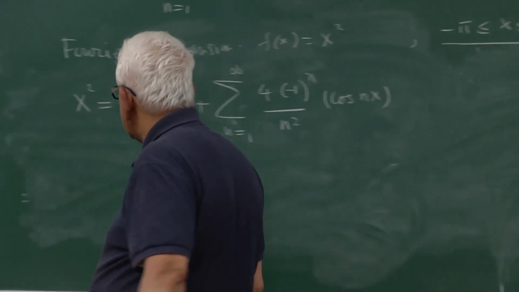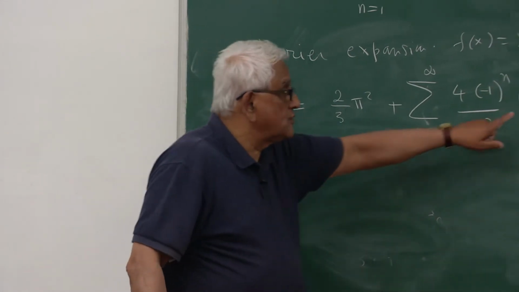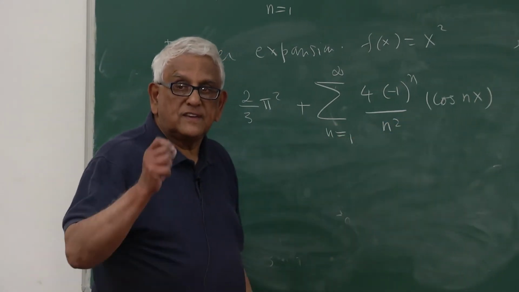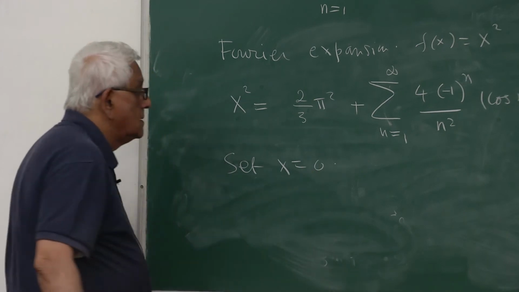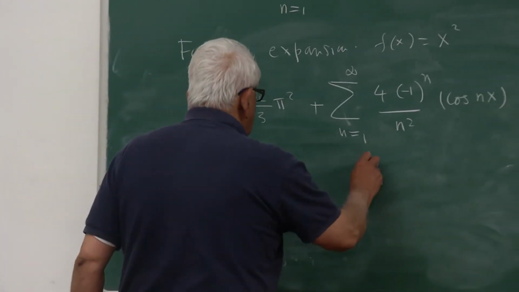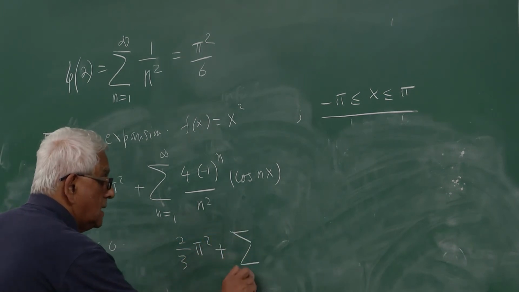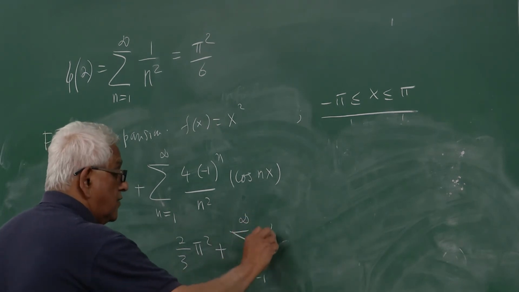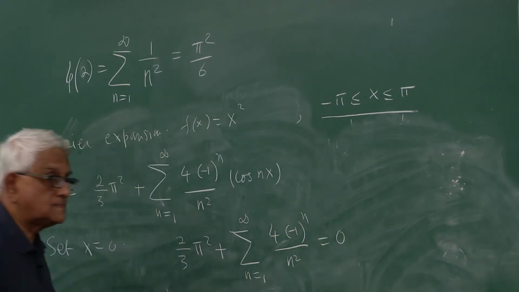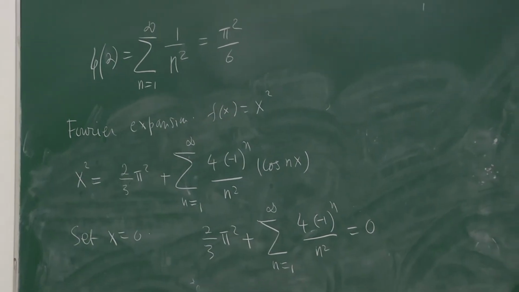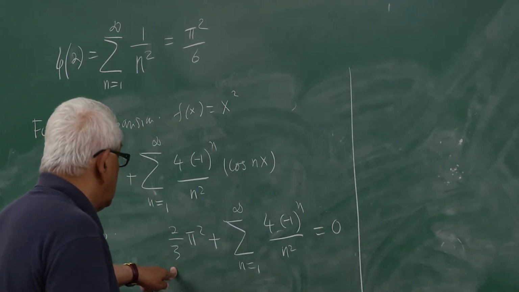Now we do a little trick. You see, I want 1 upon n squared, but I have got cosine multiplying it. So what I do is I set x equal to 0. Then what I get is 2/3 pi squared plus summation n equal to 1 to infinity 4 into minus 1 to the power of n over n squared is 0. So I can reorganize this. I can divide by 4, right?